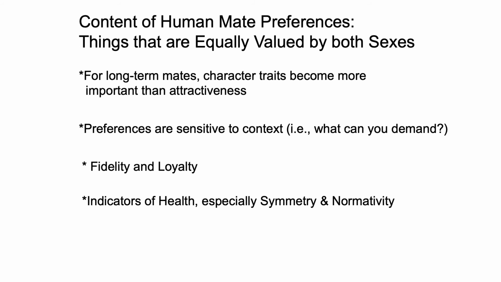Now, there are some things that both males and females seem to value equally. For long-term mates, character traits become much more important than physical attractiveness, and this is true for both men and for women. We also like fidelity and loyalty in our partners, whether you're a male or a female, albeit for somewhat different reasons. And we also look for indicators of health, especially things that are called symmetry and normativity. In another set of PowerPoint slides where I talk about physical attractiveness, we're going to talk about the importance of symmetry and normativity. But for now, just understand that we do seek indicators of health in our potential partners.